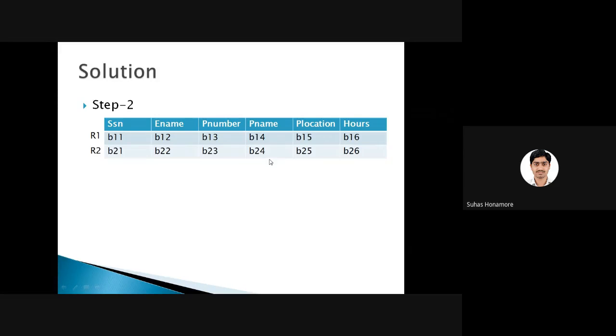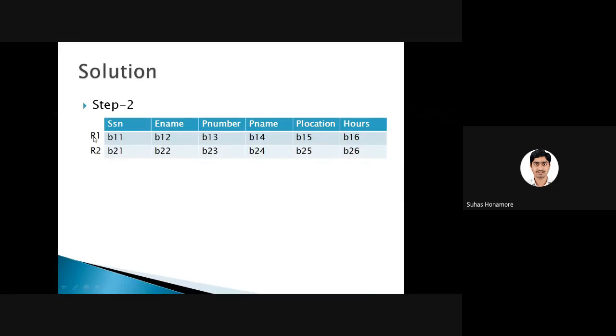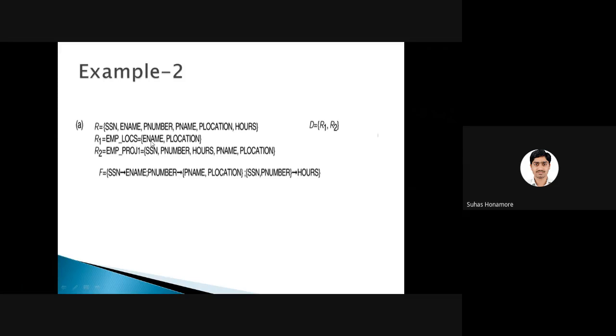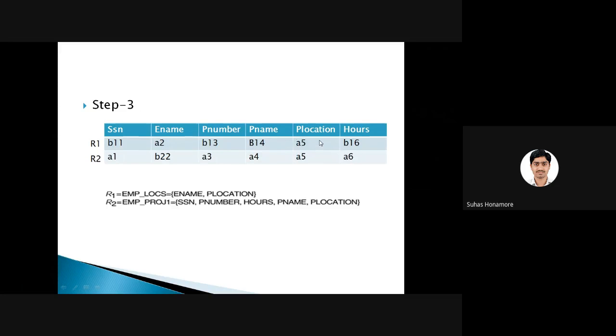Then the third step: whichever attributes are there in that row's relation, we make them A's. Here R1 contains E name and P location. So for R1, B12 we remove and make it A2, and for P location, B15 we remove and make it A5. So that is A2 here and A5 here.